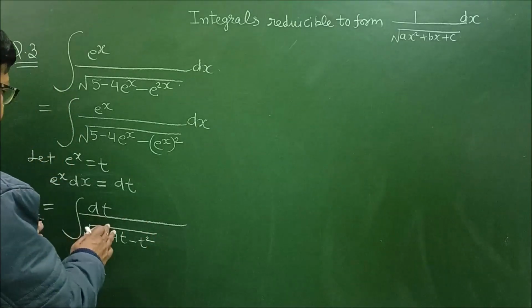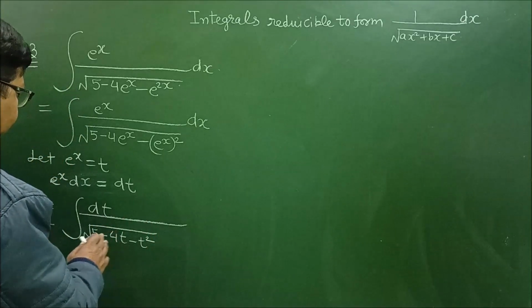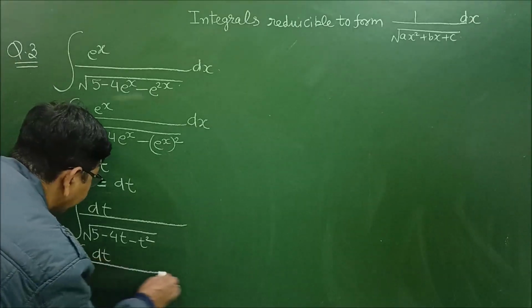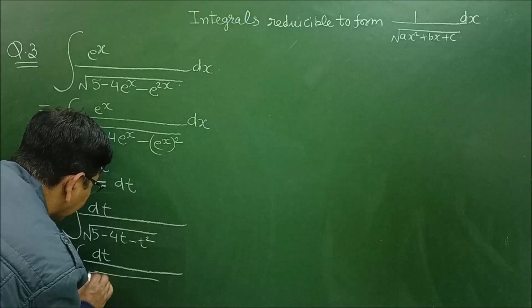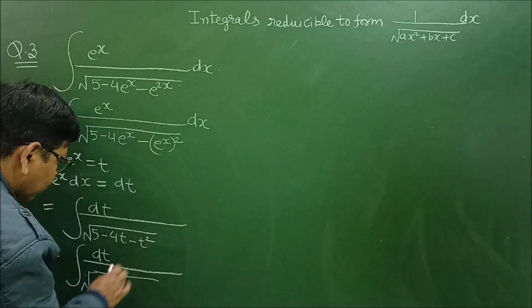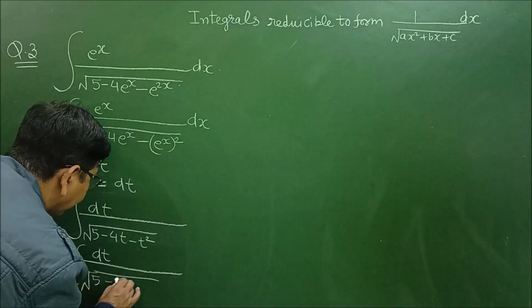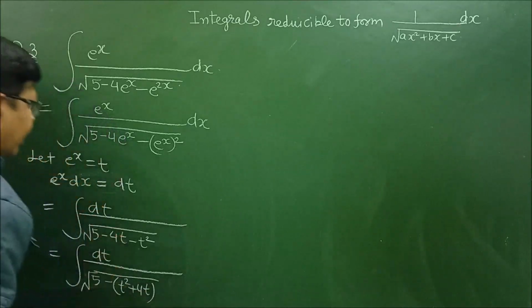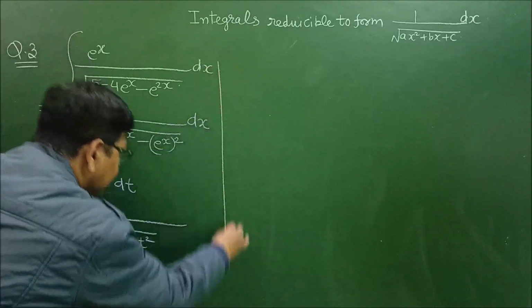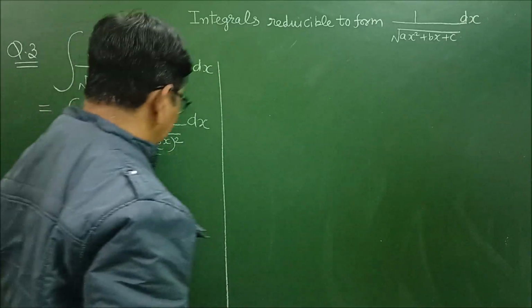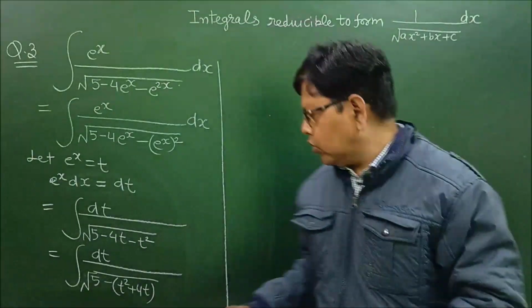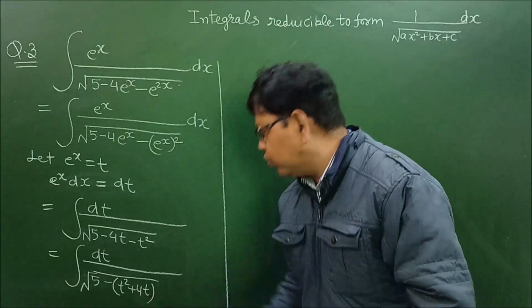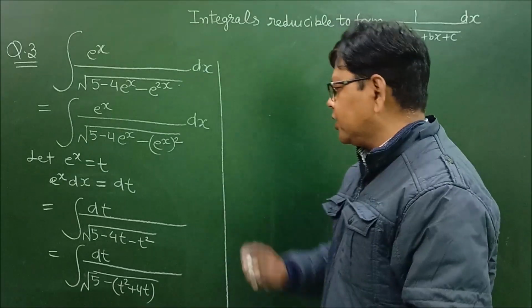Now we will try to make it a perfect square. So the integral dt upon under root of 5 minus 4t minus t square. To make t square positive, take the negative sign common. So t square plus 4t. Next step, this t square plus 4t. Now the coefficient of t is 4 here. Half of 4 is 2. So adding 2 square and subtracting 2 square.